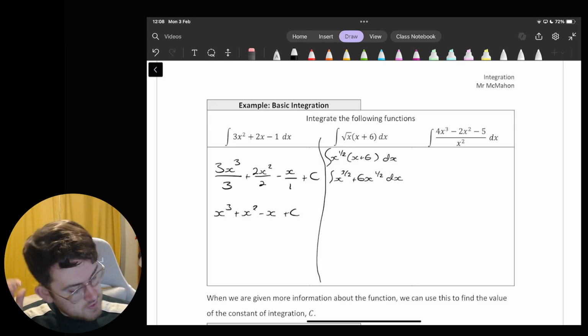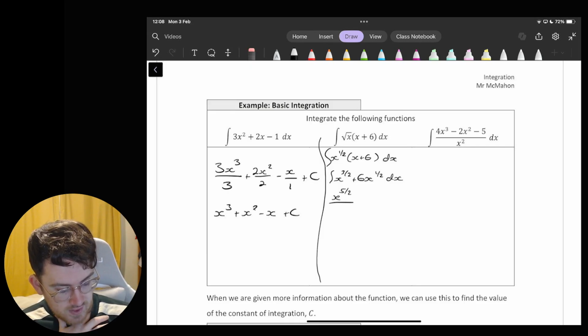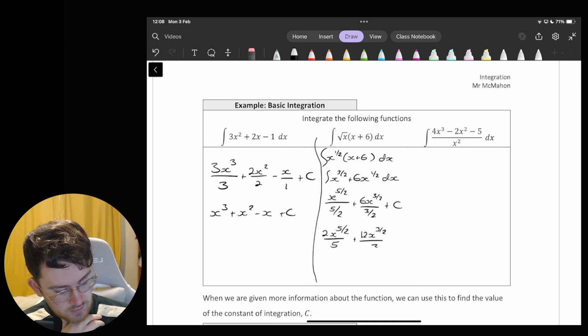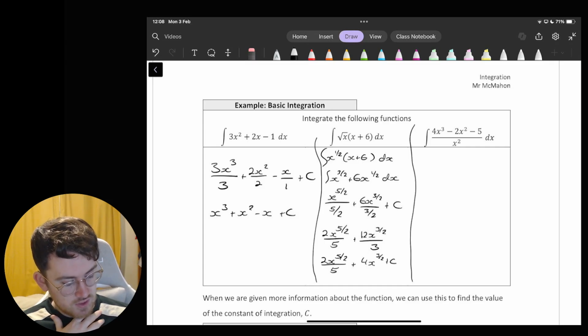So that's going to give me, let me see, raise the power by 1, so x to the power of 5 over 2, and then divided by 5 over 2, plus 6x to the power of 3 over 2, divided by 3 over 2, plus c, and we get 2x to the power of 5 over 2, divided by 5, plus 12x to the power of 3 over 2 divided by 3, and if we can reduce it down we might as well. So 2x to the power of 5 over 2 over 5 and 4x to the power of 3 over 2, and again my plus c, my constant of integration here.